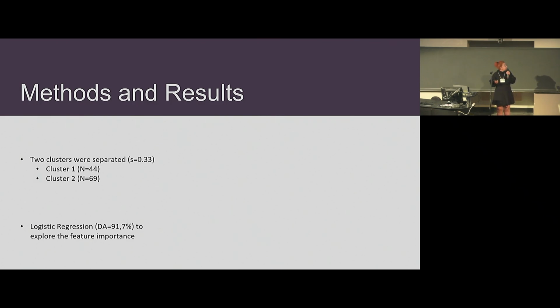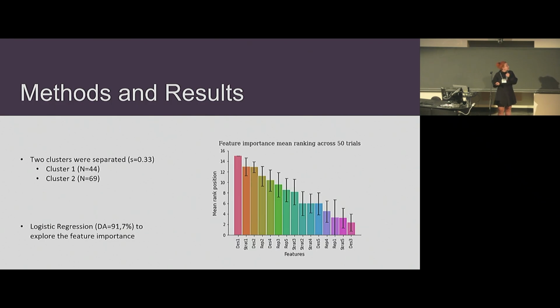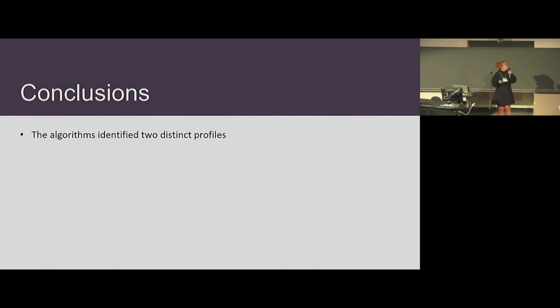We applied a logistic regression on the k-means to explore the feature importance. As you can see with the red rectangle, the most important features were the designs at minutes 1 and 2, and the number of strategies at minute 1. Both algorithms identified 2 distinct profiles, and those profiles differed in production and use of strategies, which we think are associated with cognitive flexibility and working memory. I know it's a little out of nowhere, but I'll explain why.